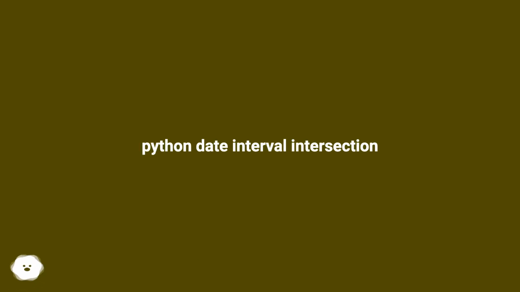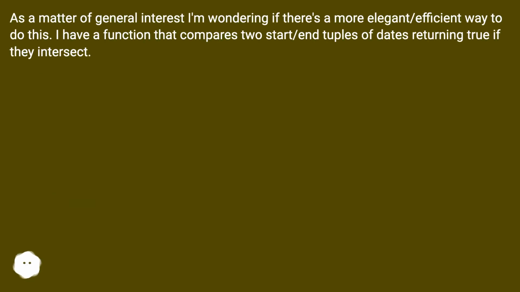Python date interval intersection. As a matter of general interest, I'm wondering if there's a more elegant or efficient way to do this. I have a function that compares two start and end tuples of dates, returning true if they intersect.